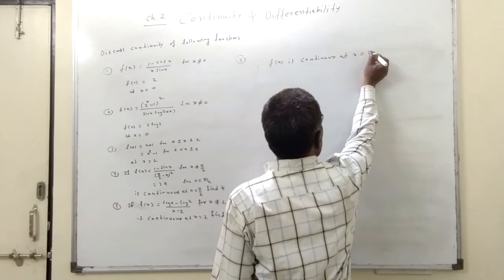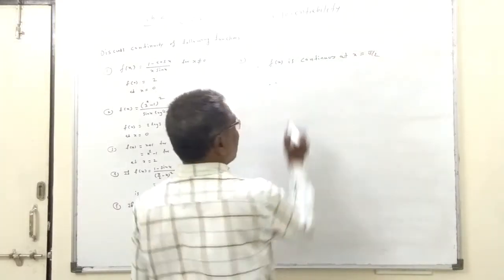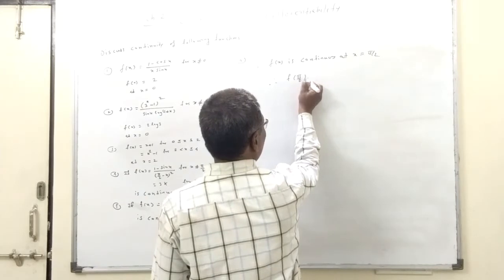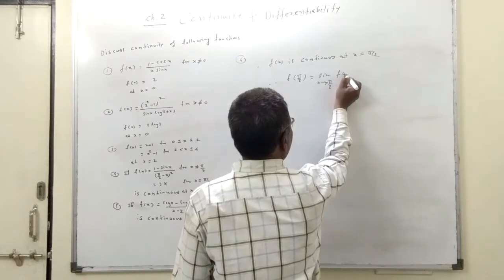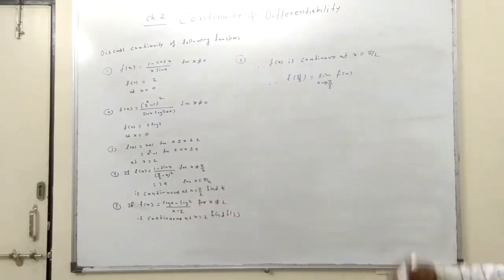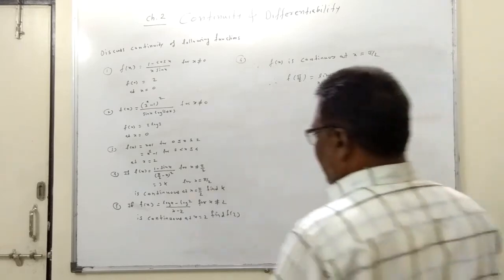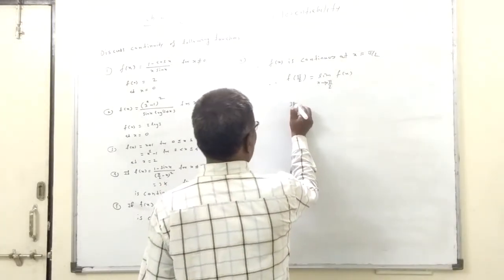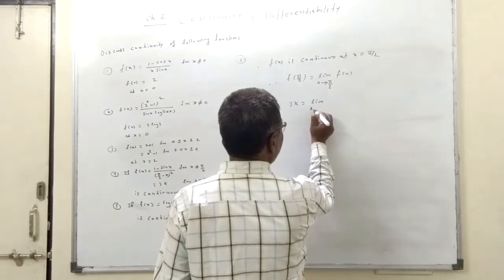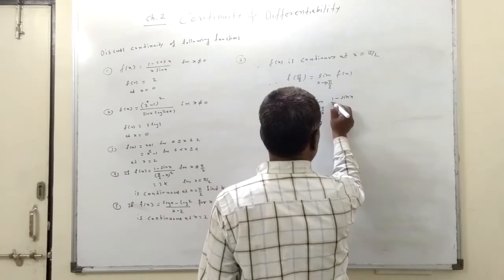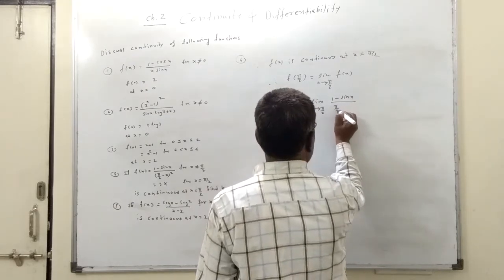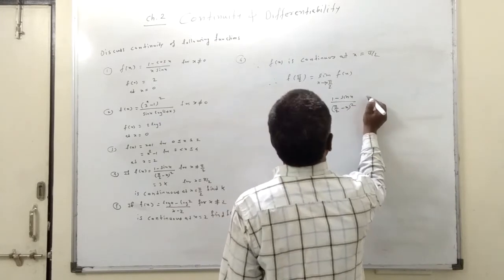So since f of x is continuous at x is equal to pi by 2, therefore by definition f of pi by 2 is equal to limit x tends to pi by 2 f of x. By definition of continuity, as the function is continuous, the function value at that point x is equal to pi by 2 is equal to the limit value. Now function value is given here 3k. So 3k is equal to the limiting value, limit x tends to pi by 2, (1 minus sin x) divided by (pi by 2 minus x) whole square.